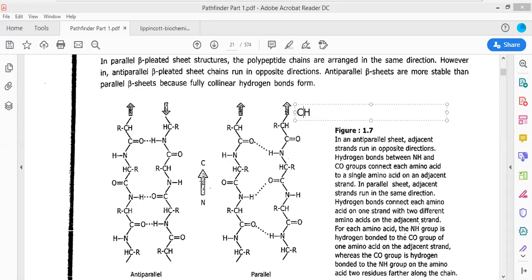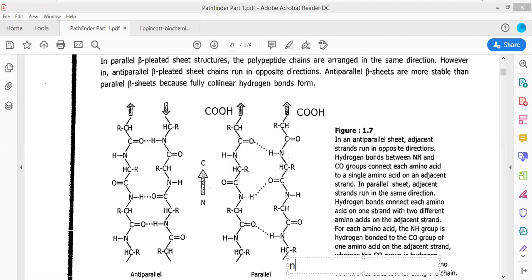This is the carboxyl group which is present, and there is another one, COOH, which is present here. So there are carboxyl groups present there, and here the amino groups will be present, NH2. One amino group is present here, and there is another amino group present there. So there are two carboxyl groups and two amino groups, and both are in the same direction with regard to each other.